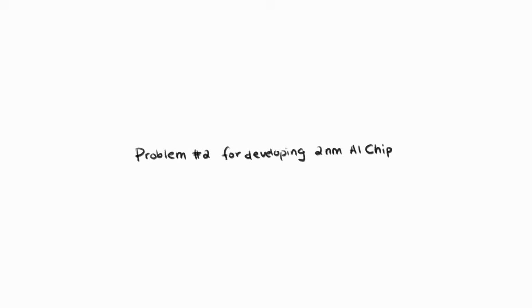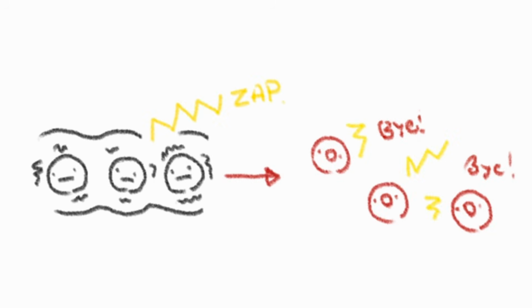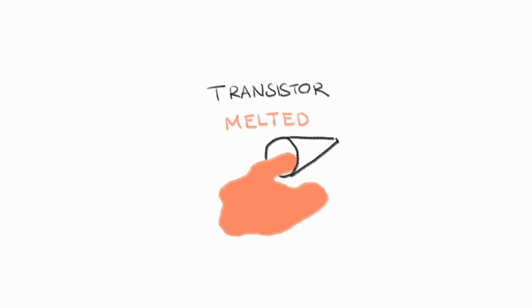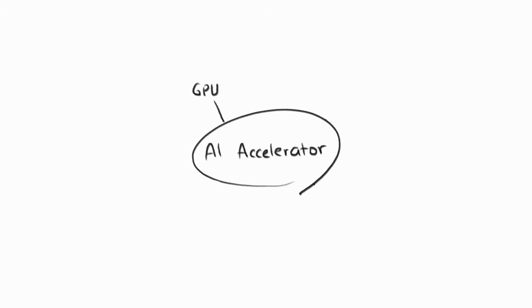And problem 2, everything in the universe vibrates slightly. When electricity flows through the 10 atoms, they can start to shake too hard, generating heat that can melt the transistor itself.